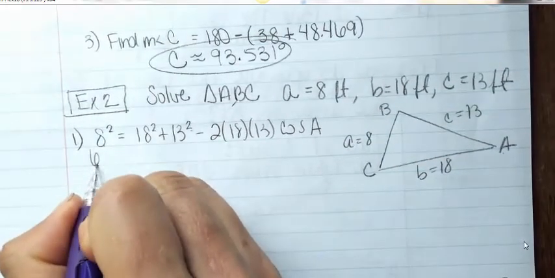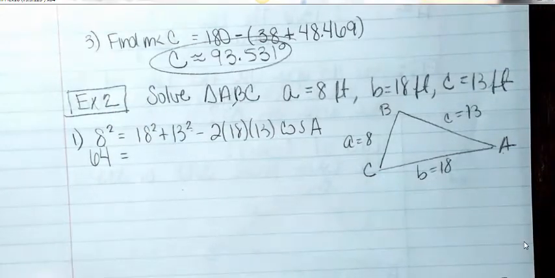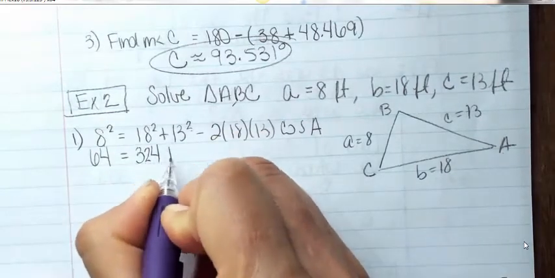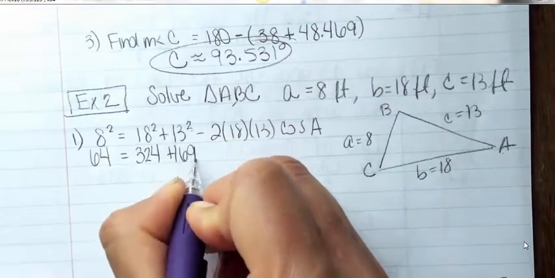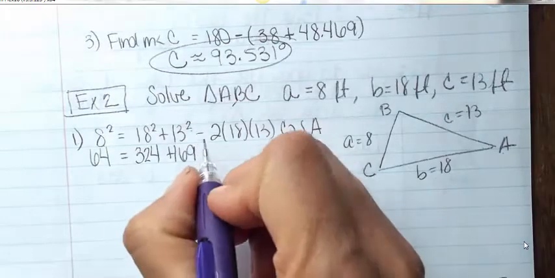So I end up with 64 equals, 18 squared. Well, let's just solve that. Oh my goodness, I'm just taking a long time. 18 squared, here we go. 324. And that's 169, I know that one. And then 18 times 13 is 234 times 2 is 468.